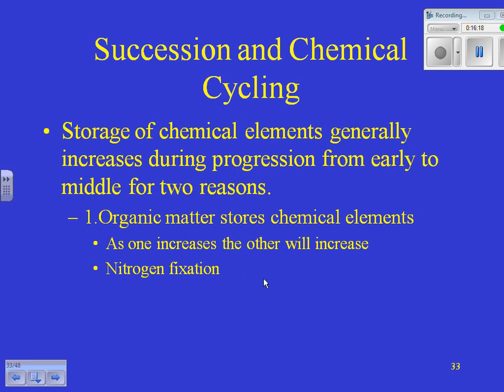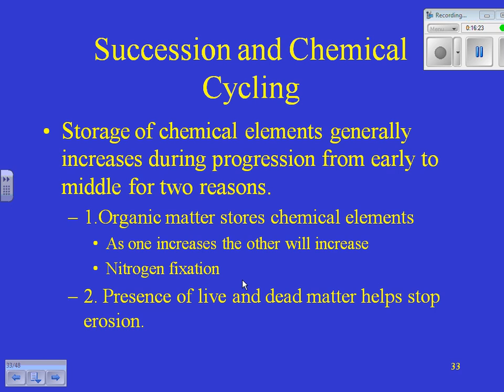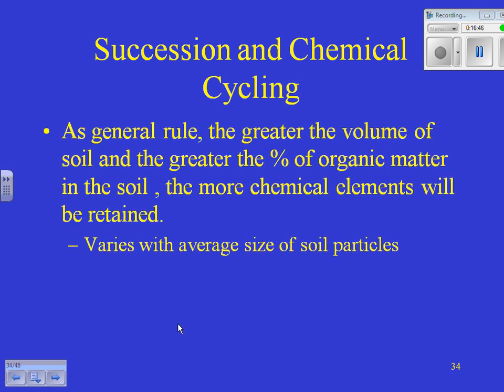The storage of chemical elements generally increases during the progression for two reasons. Number one, organic matter stores chemical elements, and as one increases, the other will increase as well, such as nitrogen fixation. The second is that the presence of living and dead matter helps to stop erosion. If you keep on adding organic matter to the soil, it's going to lessen the amount of soil erosion. It'll be more of a surface that'll absorb water.